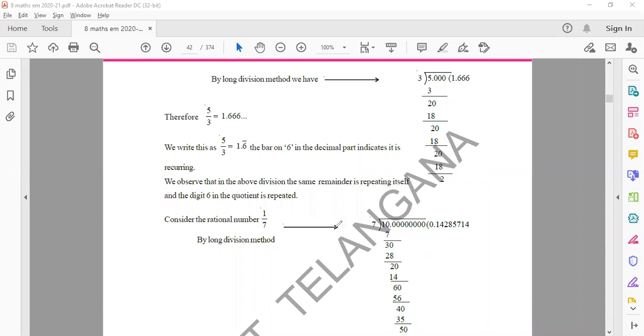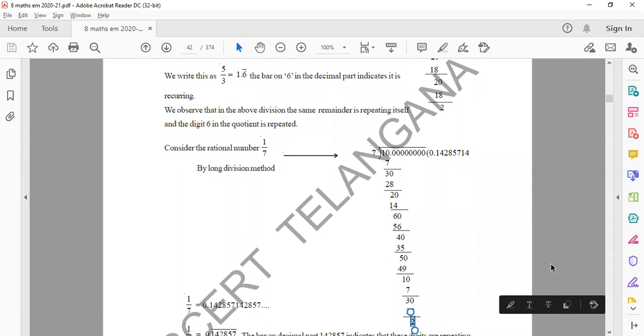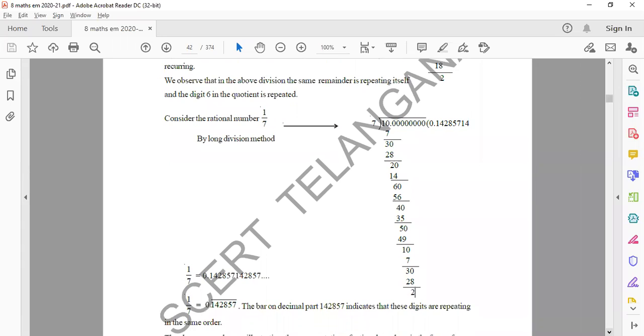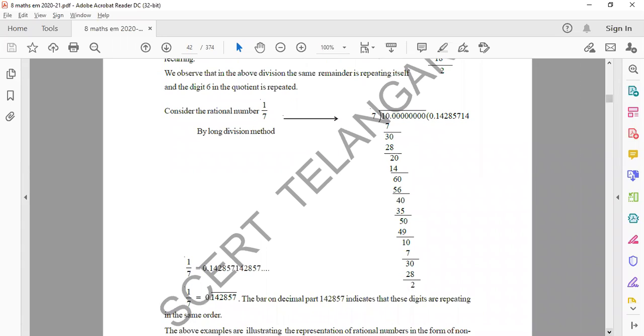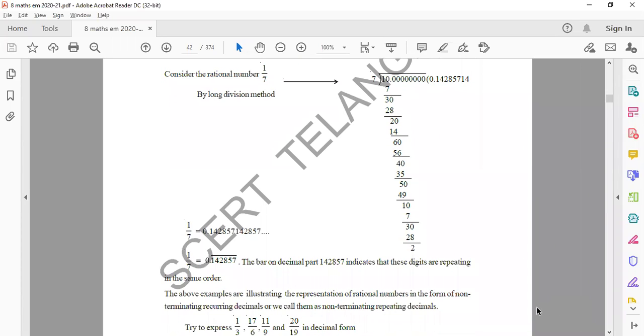Now they mentioned one more example, 1/7. They start working on it. What answer did they get? It keeps on going, it's non-terminating. Is it recurring? I think it is not repeating, it is non-terminating, not recurring.